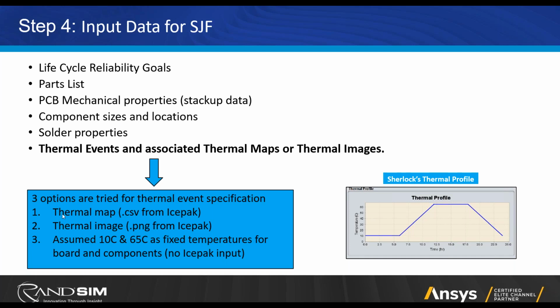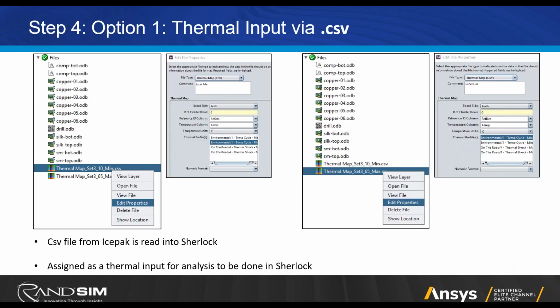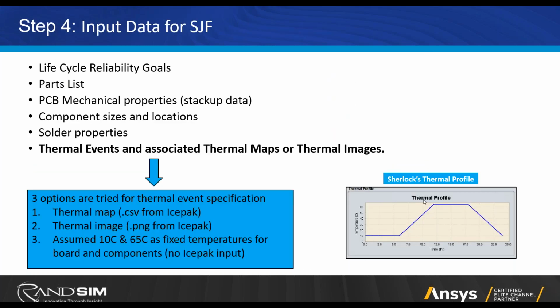So we're going to do a few different design variations: the thermal map, as previously mentioned, and the image, as previously mentioned, the map being the map between the components and the different temperatures. We're going to assume 10 degrees Celsius and 65 degrees Celsius as the temperatures for the board and components. So you can see how this is varying, and this would be a daily cycle, right? So this is varying from 10 degrees Celsius up to 60.